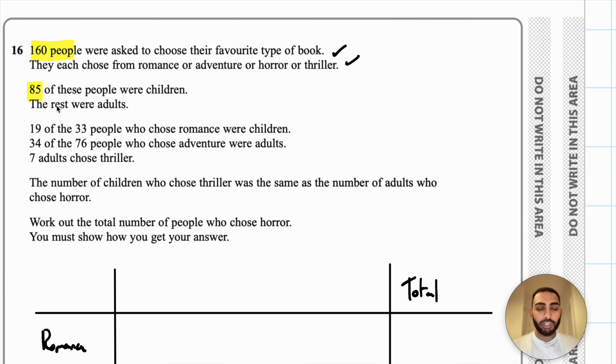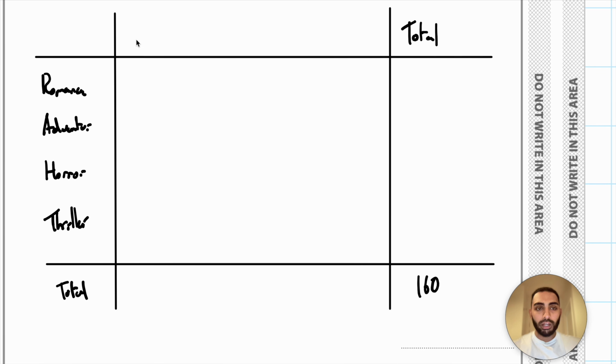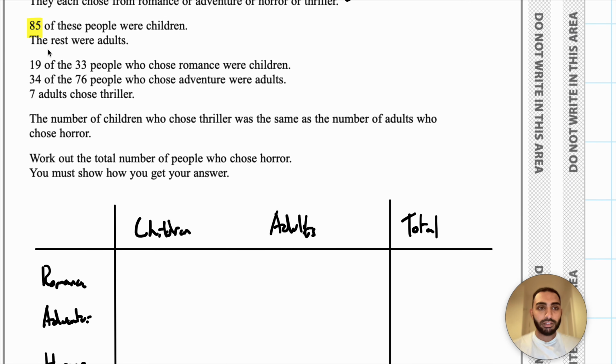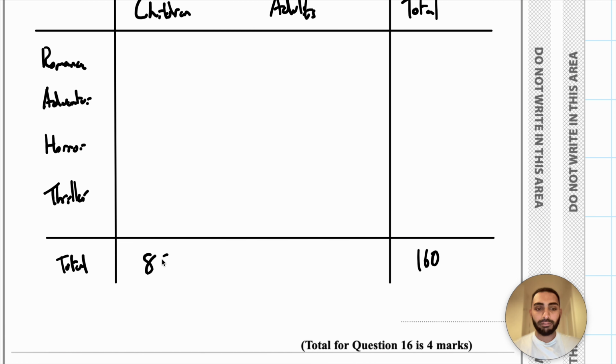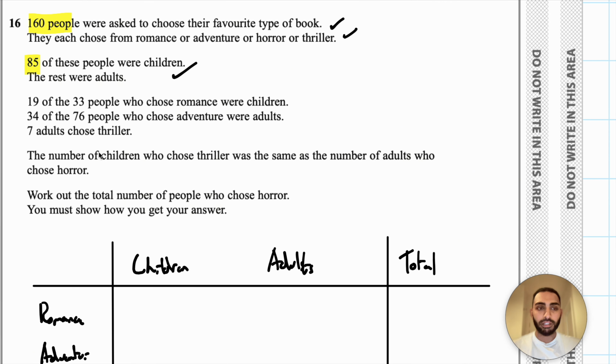85 of these people were children and the rest were adults. So we have children and we have adults. And it tells us 85 were children, so we could put 85 here. And I've got one gap here, so whenever I see one gap, I can fill that piece of information in. So to find this piece of information, all I need to do, 160 take away 85, which would be 75. So that's that bit done.